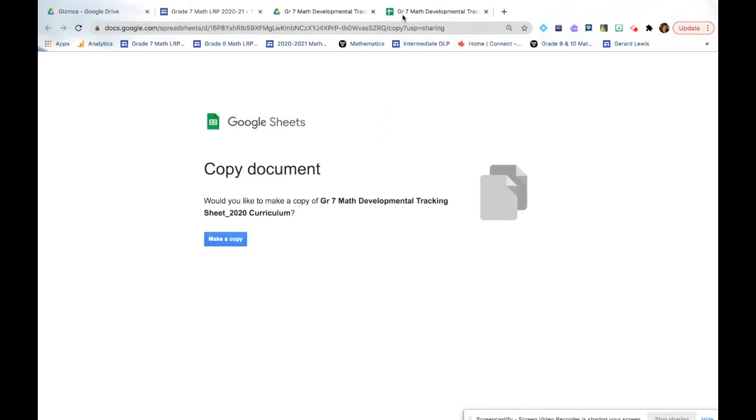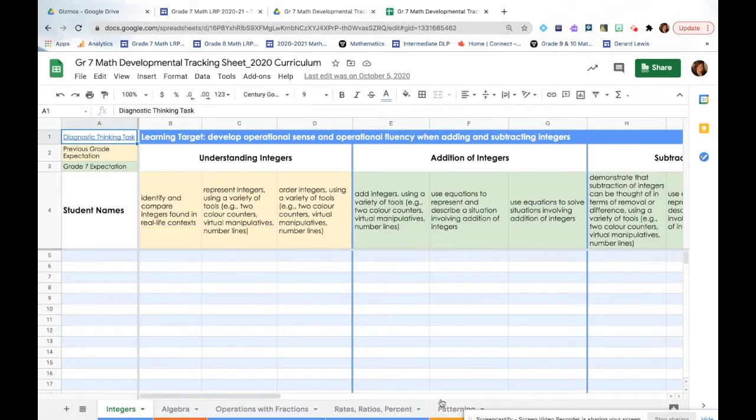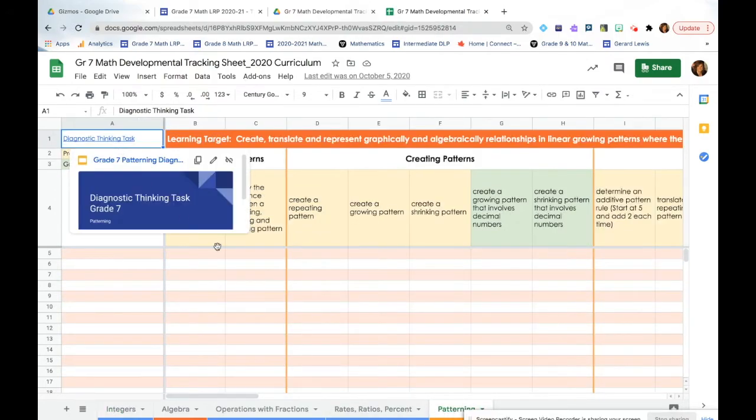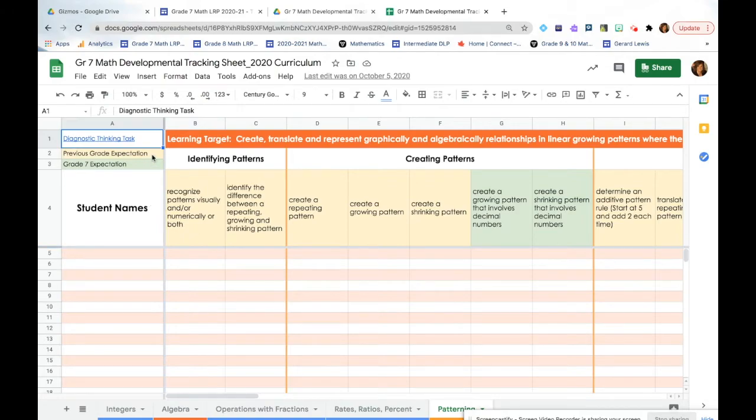Choose the Patterning tab at the bottom of the tracking sheet. You will notice there is a link to the diagnostic thinking task, and the benchmarks have been color-coded to easily identify previous grade and grade level expectations.